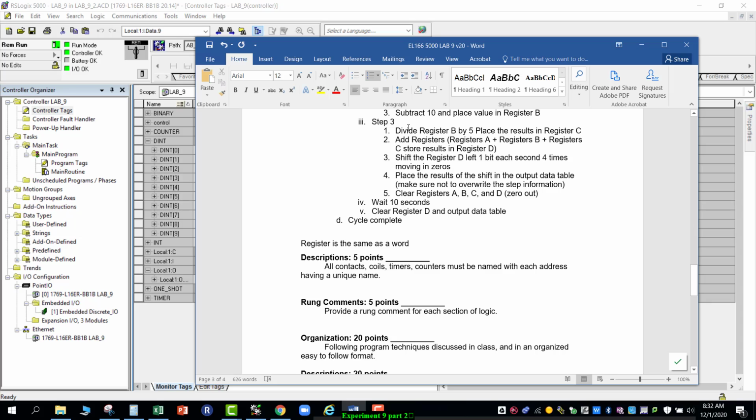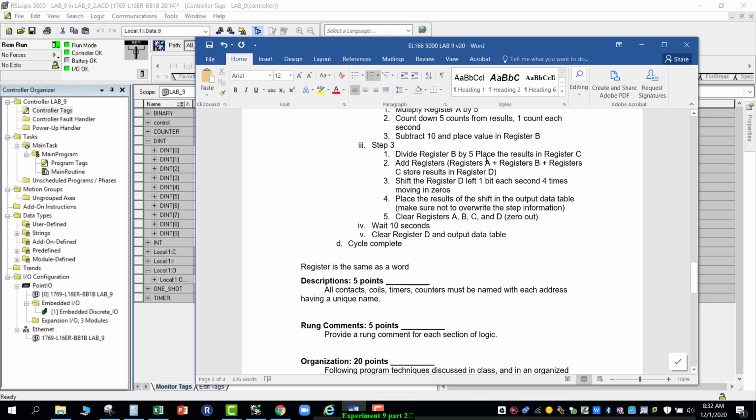It is at that point we start step 3, where we're going to move a binary 3 into the output data table. We're going to divide register B by 5 and place the results in register C. We're going to add all 3 registers together and store it in register D. We're going to shift register D left 1 bit each second 4 times, moving in 4 zeros.